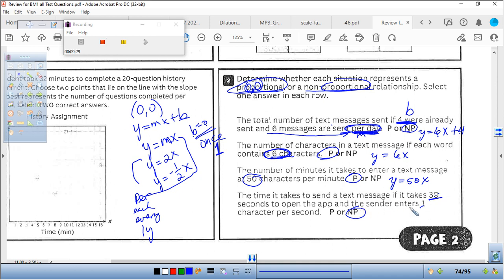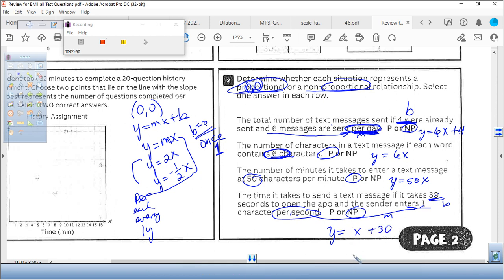The sender sends 1 character per second. Oh, okay, so this is going to be per. This is going to be my M, and this is my B. So we're going to have y is equal to 1x, your M, plus 30. But we do not write that 1. We just write y is equal to x plus 30.